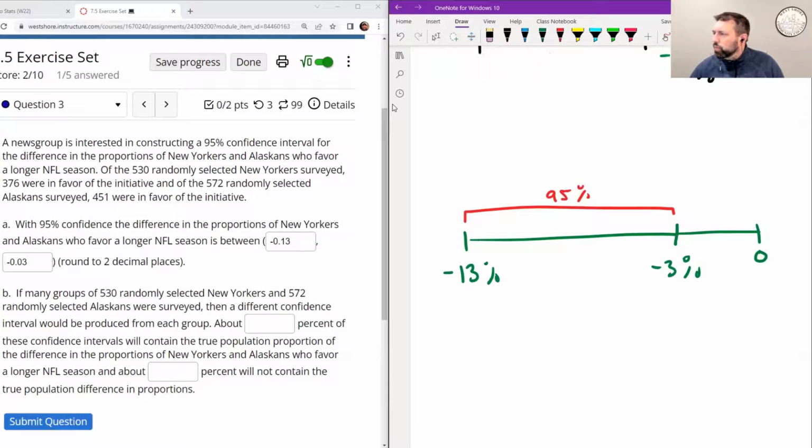We may want to ask, why is this negative? Like, why are these values negative? They're negative because this is the New York minus Alaska. And if Alaska is a bigger number than the New York, your value is going to be negative, right? And think about it. If we have 5 people minus 8 people, that would be negative 3. The difference between these would be negative 3.